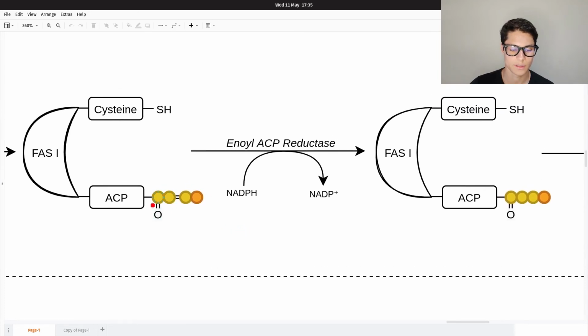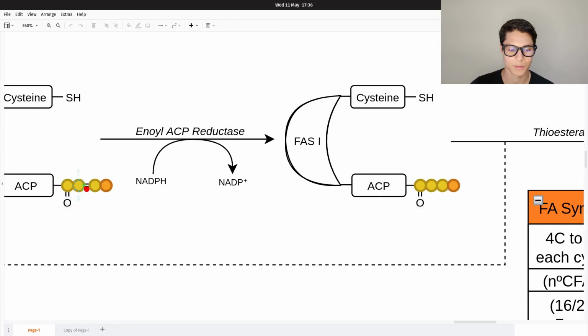And then this complex here with the double bond, a carbon, another carbon, we call it enoyl. This is an enoyl group. Oxygen, carbon, carbon, double bond, carbon, carbon, whatever. Enoyl ACP reductase. Okay, reductase, we're going to reduce the enoyl on the ACP terminal. Using what to reduce? We use the NADPH. So we basically get rid of the double bond here, and this is the final result.